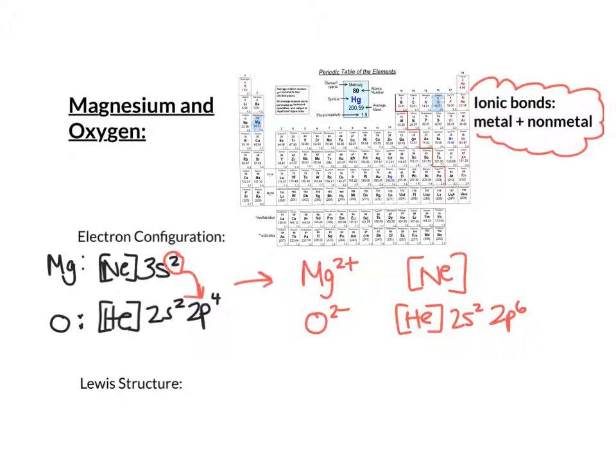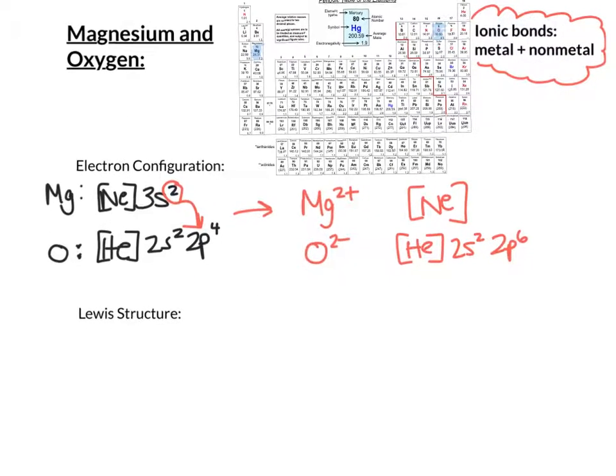Magnesium now looks like neon. Oxygen also looks like neon, right? Neon in brackets up here. Oxygen with 2 valence electrons more, it also looks like neon, okay? Remember that ions are always going to have the configuration of a noble gas. Once they've formed an ion, they're going to look like noble gases. So that makes sense what we're seeing there.